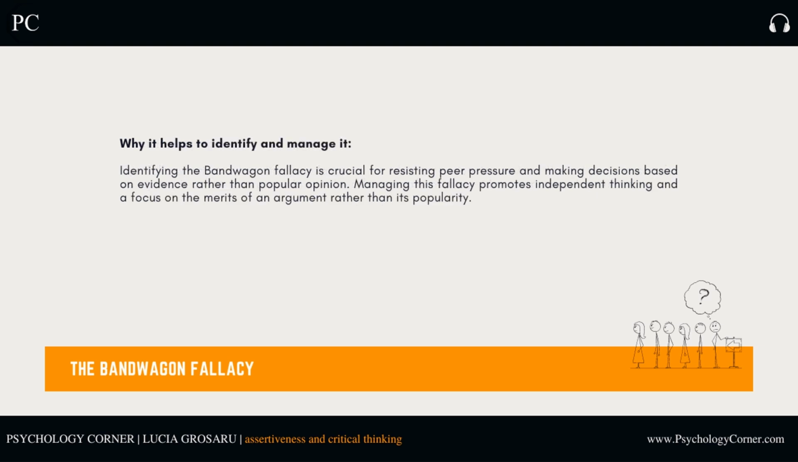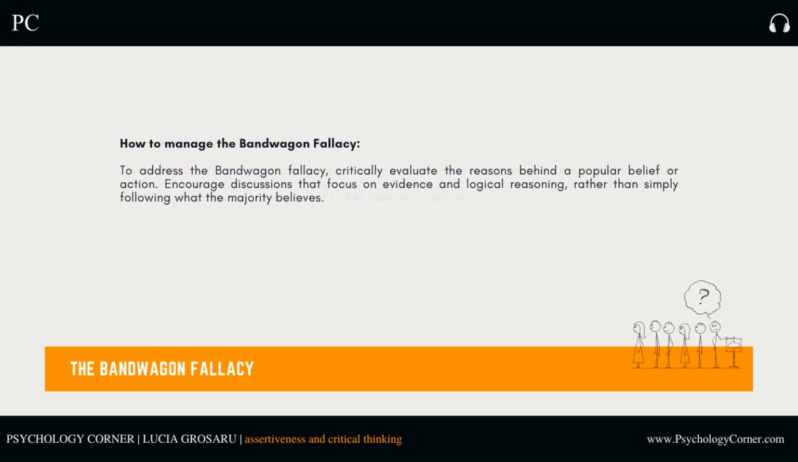Identifying the bandwagon fallacy is crucial for resisting peer pressure and making decisions based on evidence rather than popular opinion. Managing this fallacy promotes independent thinking and a focus on the merits of an argument rather than its popularity. To address the bandwagon fallacy, critically evaluate the reasons behind a popular belief or action. Encourage discussions that focus on evidence and logical reasoning, rather than simply following what the majority believes.